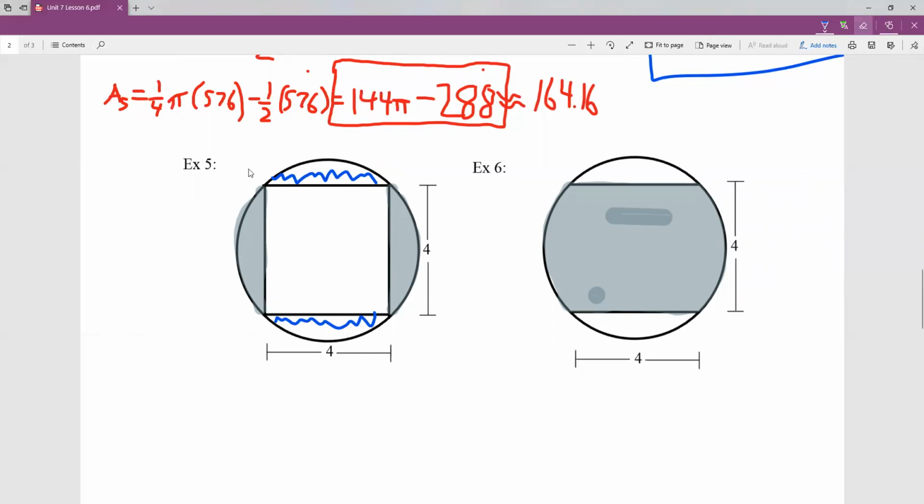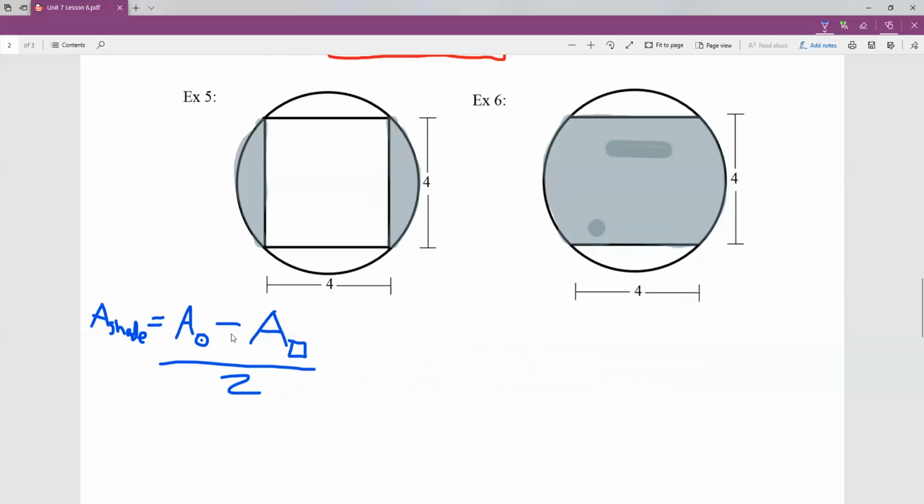So we are going to say the area of the shaded region. The area of the shaded region is going to be equal to the area of the circle minus the area of the square, and all of this being divided by 2, because we only want half of these slivers.